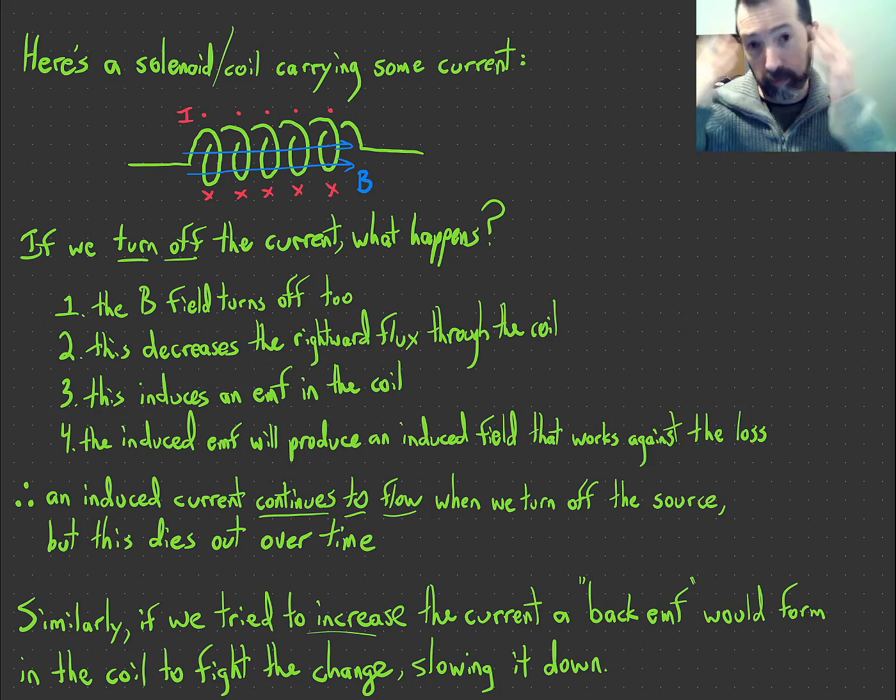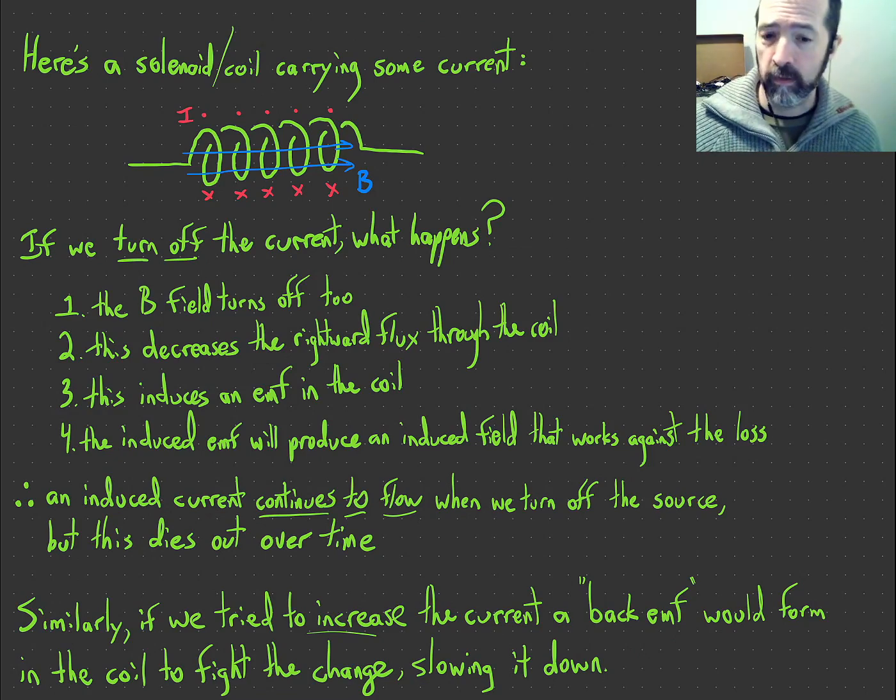So the point here is, I've got this solenoid, there's some current flowing through it, and if I do anything to the current, if I try to increase it or if I try to decrease it, there's going to be an induction effect which alters the outcome. Instead of me being able to just instantly do whatever I want to the current, this Faraday's law and Lenz's law effect is going to hamper things.